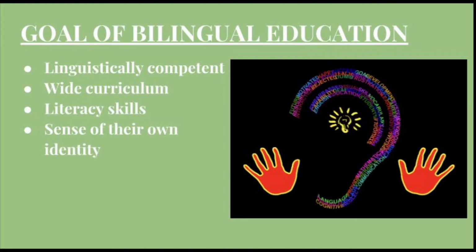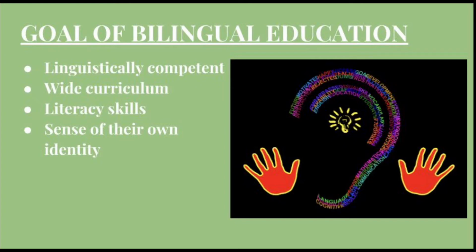There are 4 goals that bilingual education wants to achieve. The approach wants the student with deafness to be linguistically competent. This means the student will be able to use sign language and be able to speak in the language that they are bilingual in. For example, to be able to sign and communicate by speaking English.